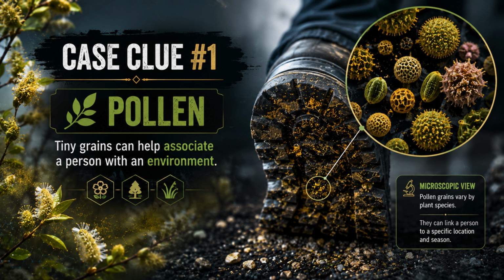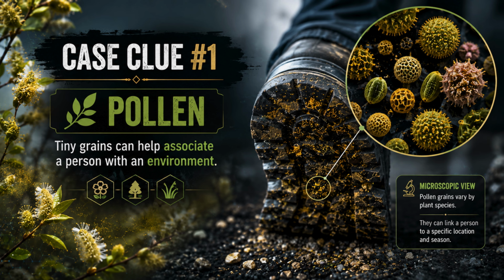Let's make this extremely easy to remember. Imagine two surfaces, person and the environment. The person enters the environment, the person may leave behind material. At the same time, the environment may transfer material onto the person. So we can think of it as person, environment, and person. That two-way transfer is extremely important.